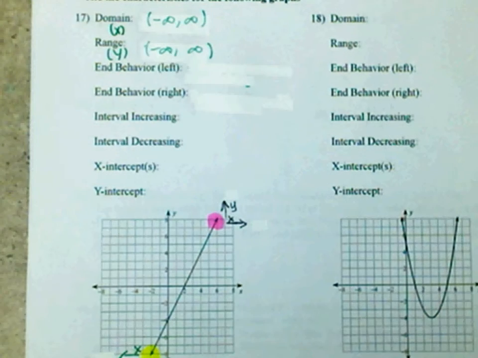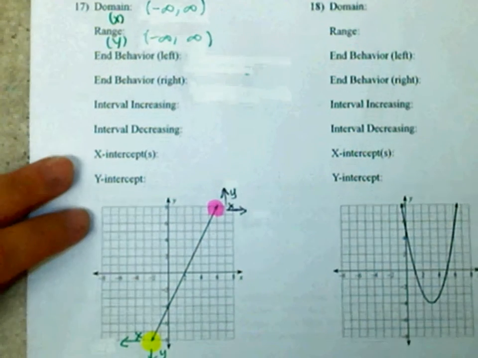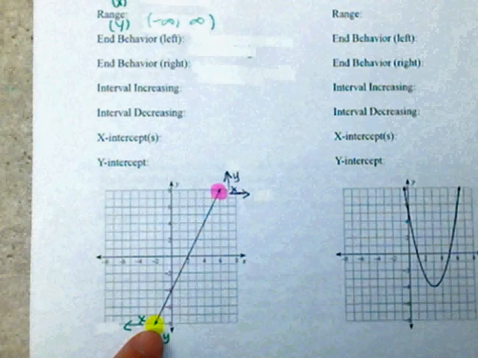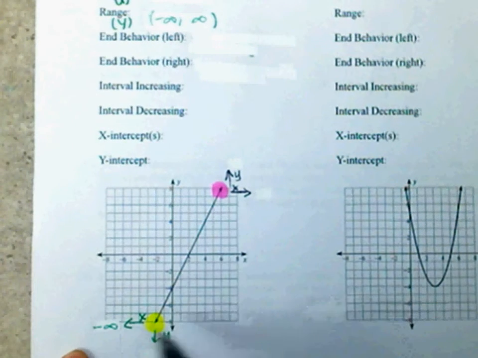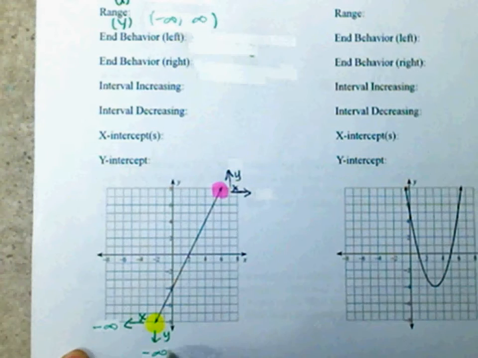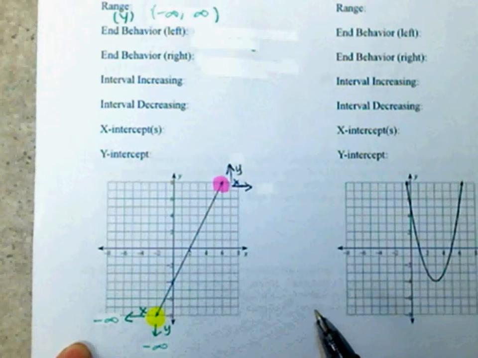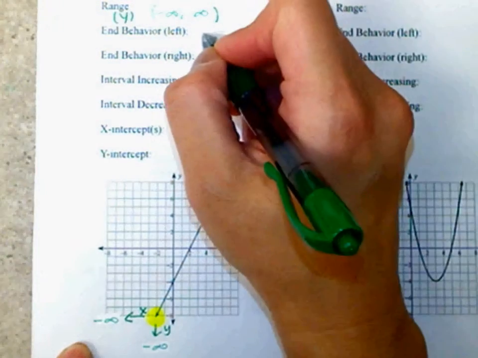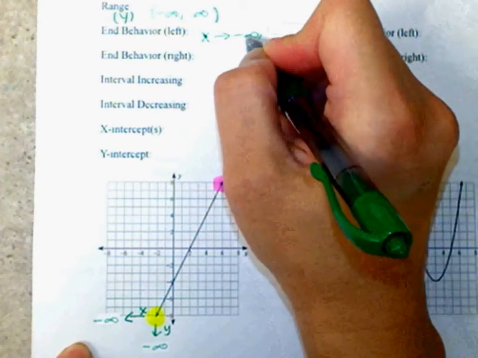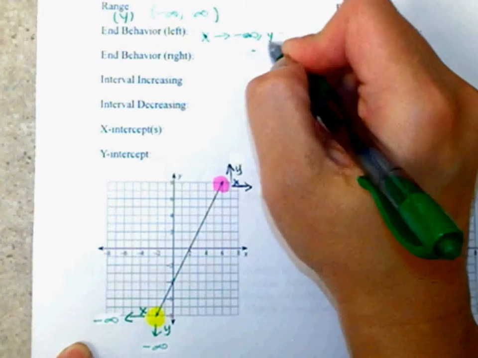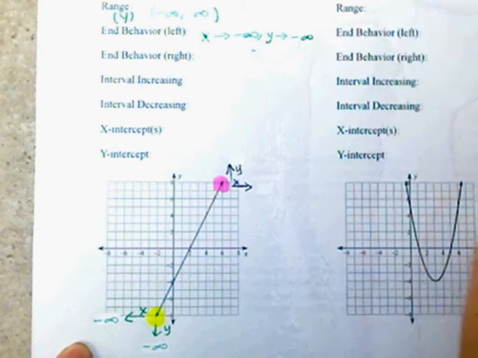Your end behavior on the left, we are talking about this side right here. What is taking place? As x is approaching negative infinity, the y is also approaching negative infinity. Therefore, you write it as x is approaching negative infinity, your y is approaching negative infinity as well.